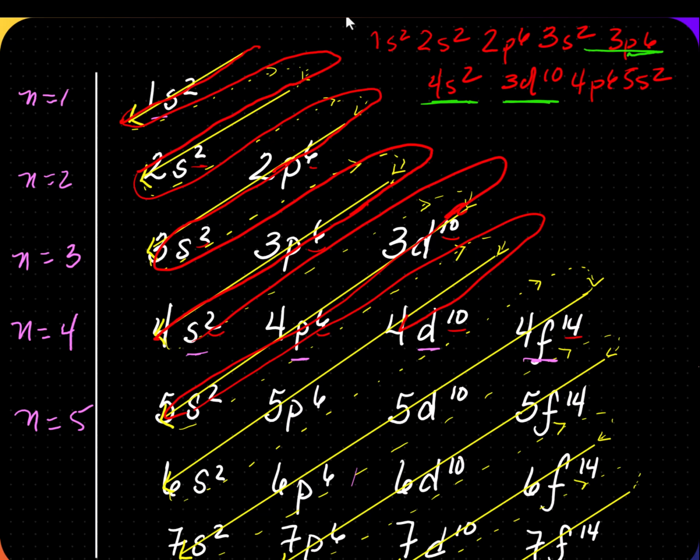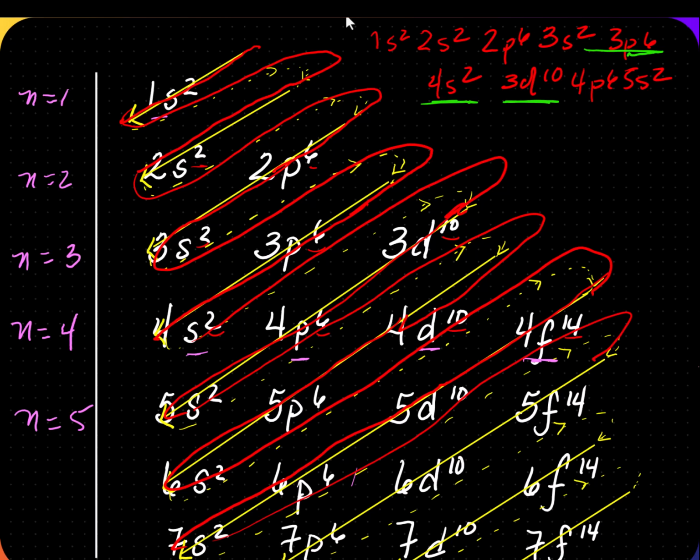Then it's 5p6, 6s2, and again we go to the right and we fill 4f14, 5d10, 6p6, 7s2, and then we go up again, 5f14, 6d10, 7p6, then 6f14, 7d10, and then 7f14. This is method 1 to show how electrons fill in an atom.